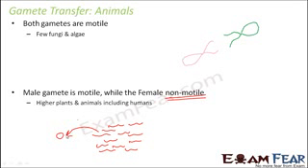So the number of male gametes is much more than the number of female gametes in these types of animals where only the male gamete is motile. One such example is human beings. That is why the number of sperms produced is in millions, whereas the number of eggs produced is just one.